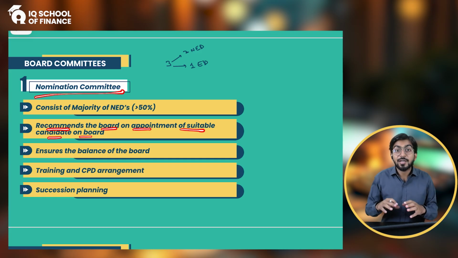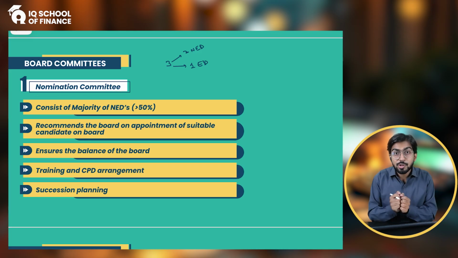Remember that we said the board can also appoint directors, all right? So when the board needs to fill a casual vacancy, whom are they going to appoint? The nomination committee will evaluate the CVs and resumes of the candidates, and they will nominate two or three or four people to the board, and they will say, now let's make the decision on who to appoint. So they are going to help the board in shortlisting the people.